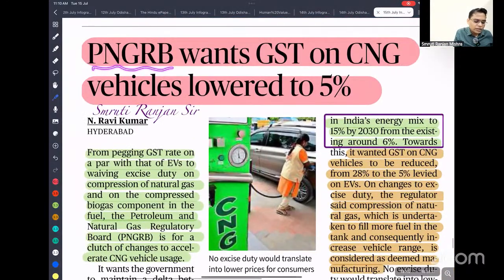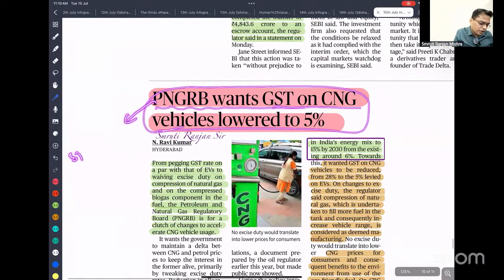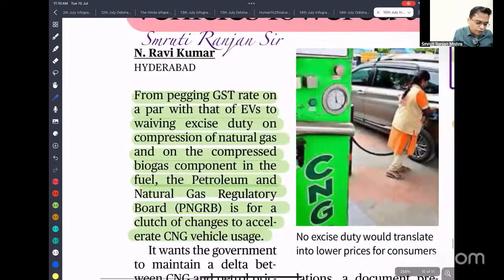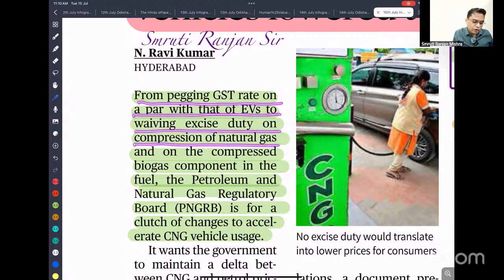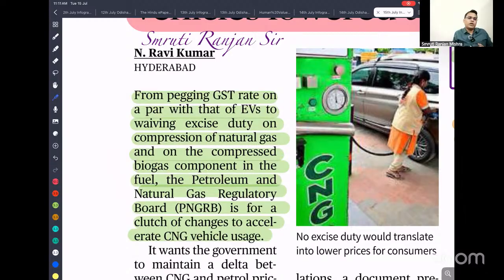The Petroleum and Natural Gas Regulatory Board of India wants GST on CNG vehicles to be lowered to 5%. This board is a statutory body looking after the regulation of petroleum and natural gas. From pegging the GST rate on par with that of EVs to waiving excise duty on compressed natural gas and compressed biogas component fuel, the board is pushing for a change to accelerate CNG vehicle usage. We know that CNG is a quite cleaner fuel as compared to diesel and petrol. So that is the reason.